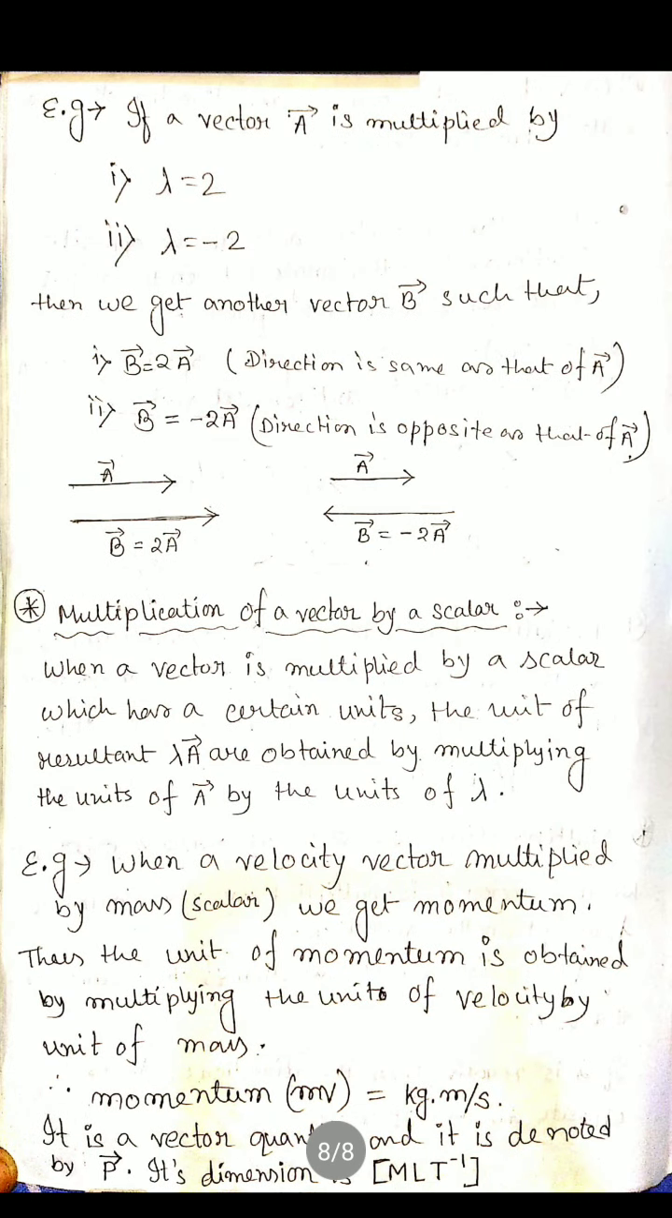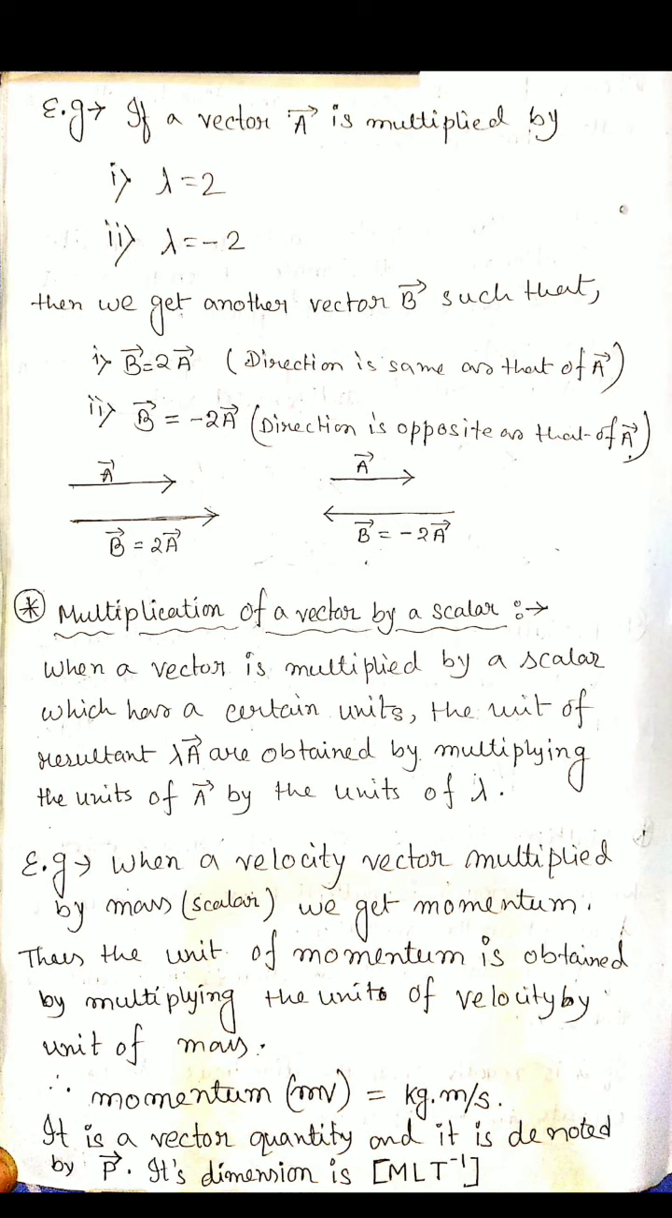Example: first we consider lambda equals 2, a positive value, and second lambda equals minus 2, a negative value. We already discussed that b vector is the new vector, lambda times a. First we put the positive value, b equals 2a, so the direction of b vector is the same as that of the a vector. And if we put lambda equals minus 2, we get b vector equals minus 2a, so the direction of b vector is opposite to that of the a vector, as shown in the figure also.